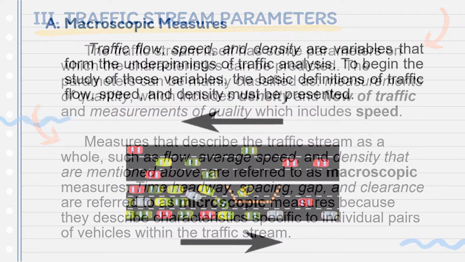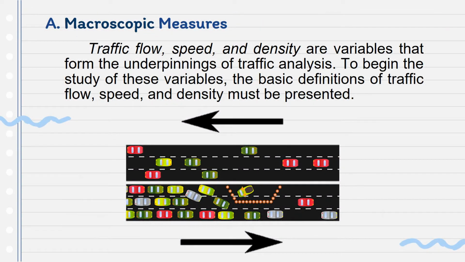So what are macroscopic measures? Traffic flow, speed, and density are variables that form the underpinnings of traffic analysis. We begin the study of these variables with the basic definition of traffic flow; speed and density must be presented as well. Macroscopic measures describe the traffic stream as a whole.